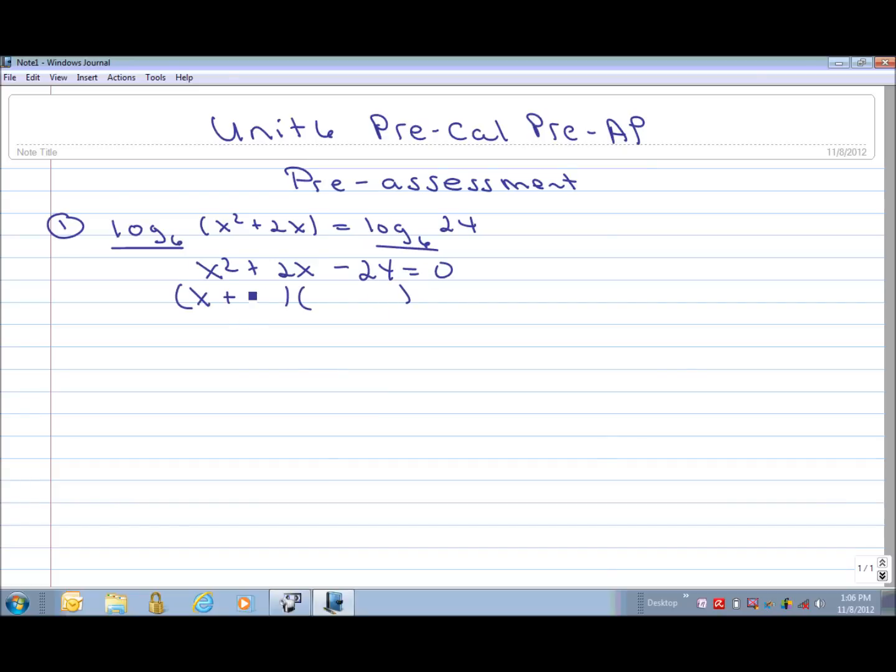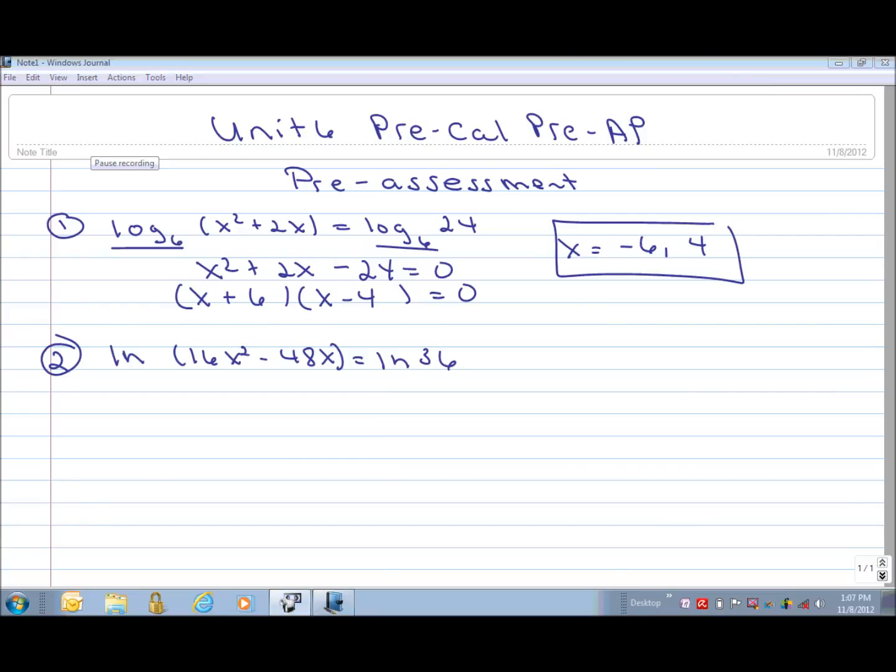We would have x plus 6 and x minus 4 equals 0, and our value then for x is either equal to -6 or +4. And then we do have to be really careful with logarithms, because we know we can't have a negative in the log. But if I plug in -6, because I'm going to square it, that is still going to be larger than when I multiply by 2, so it will still remain positive. So both of these will work. All right, let's look at number 2.